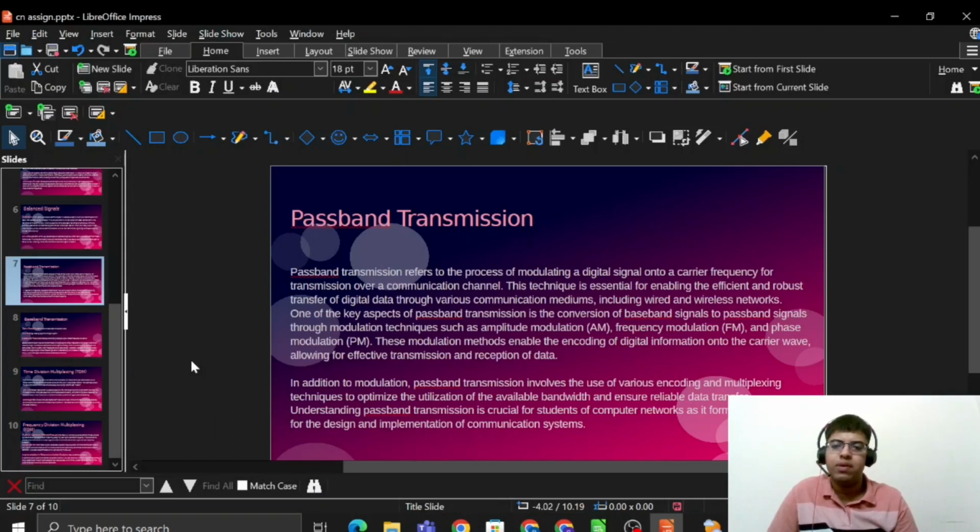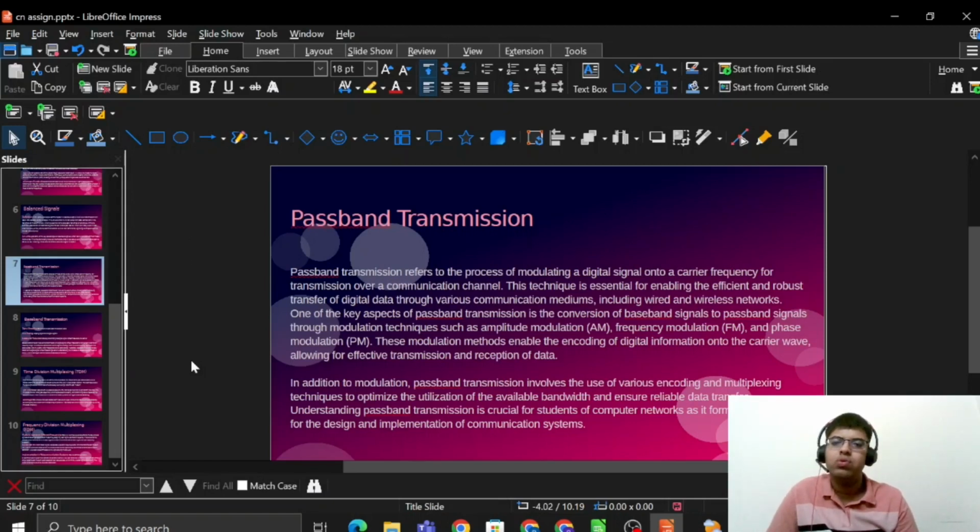One such aspect of passband transmission is that it converts the baseband signal to a passband signal through modulating techniques such as amplitude modulation, frequency modulation, and phase modulation. These modulation methods enable the encoding of digital information onto the carrier wave, allowing for efficient transmitting of data.